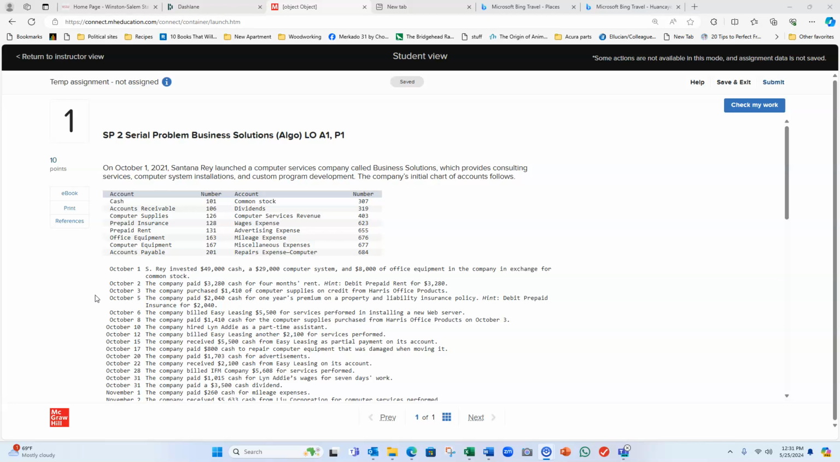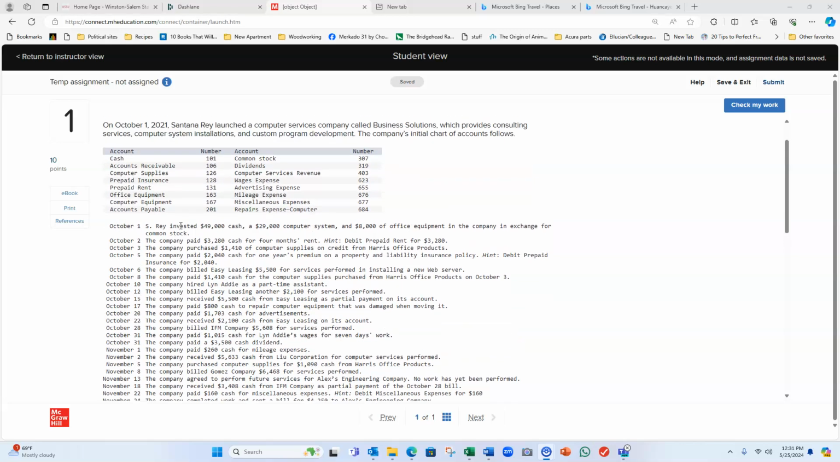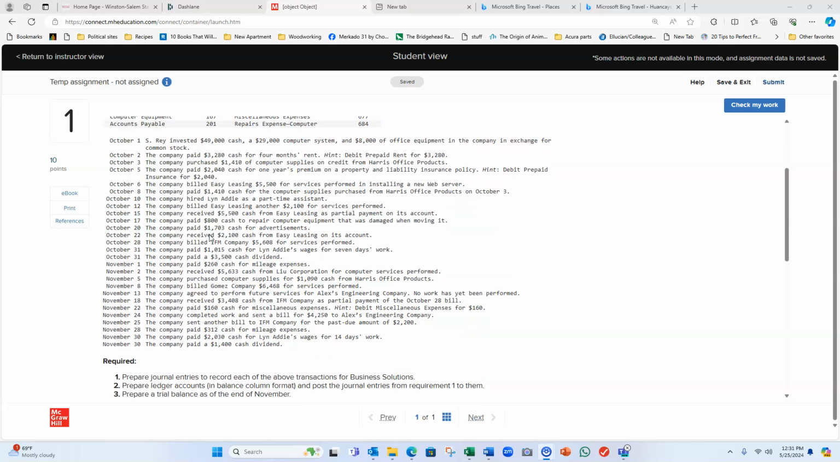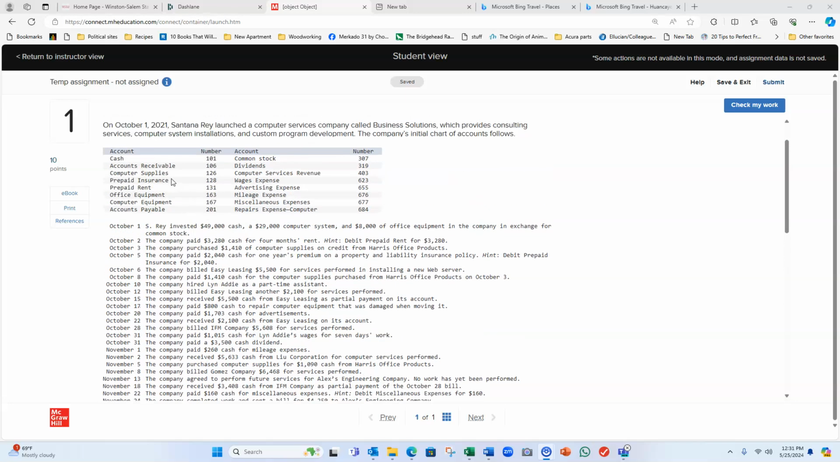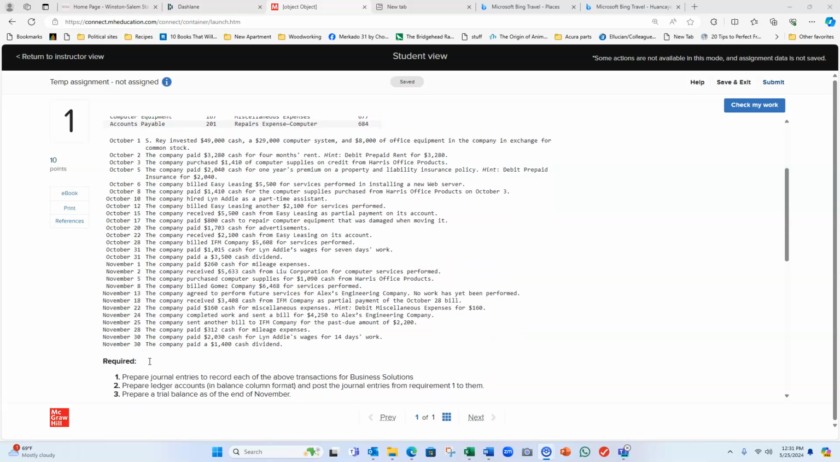Okay, I want to go through this problem. This is the serial problem from Chapter 2. It's just some practice on making journal entries, and that's mainly what I want to do, that and posting to the ledger. So here's the items. Here's the accounts we have to start with, but there's going to be some accounts that are needed later on. And then we have the transactions for October and November.